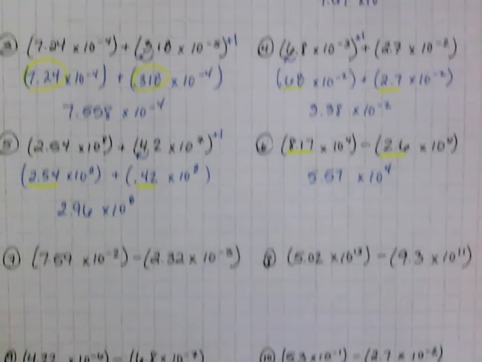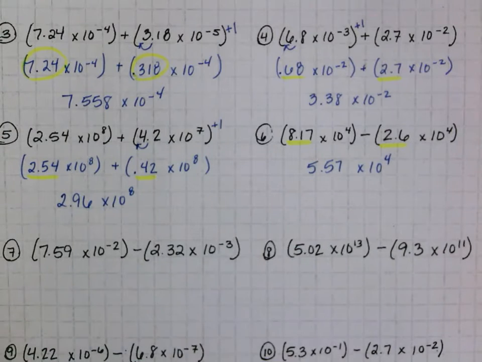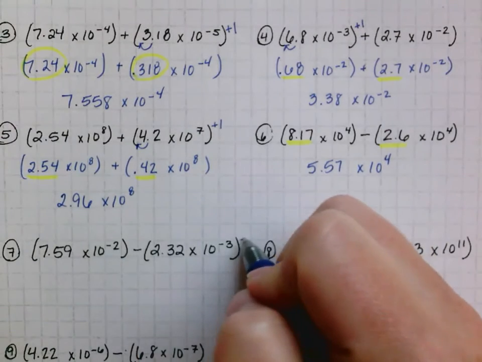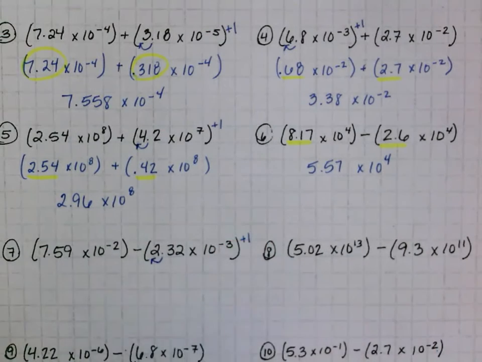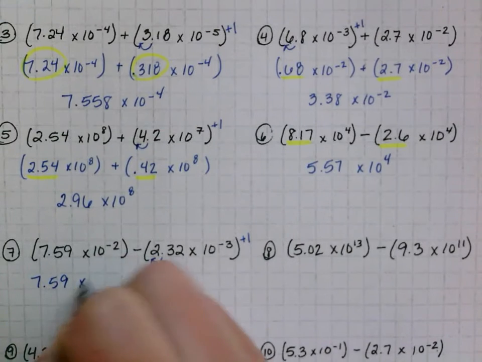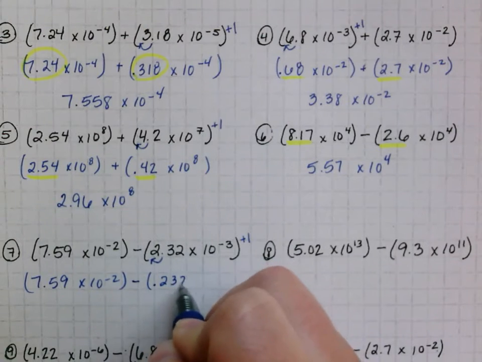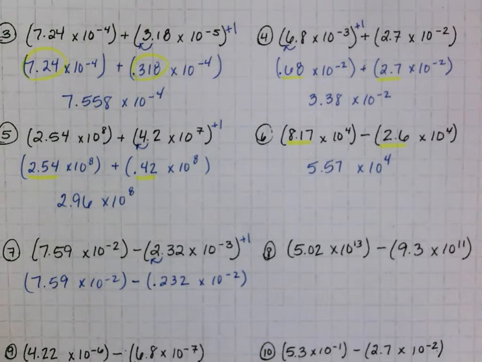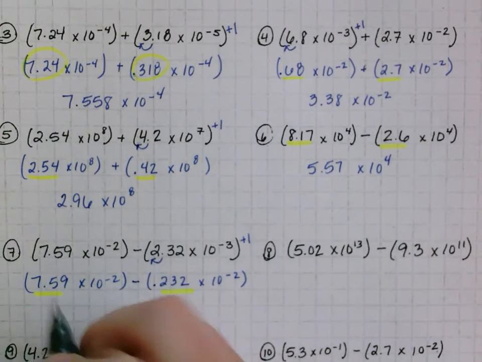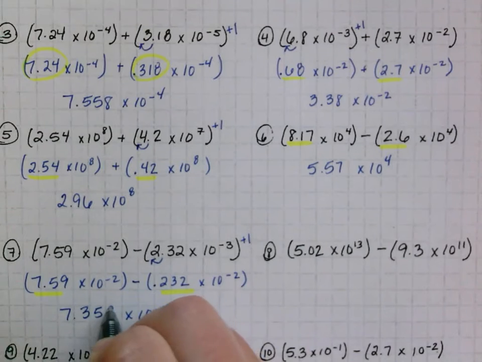In number 7, we've got a -2 and a -3 on our powers, and so -2 is the larger, so I want to match -3 to it. If I add 1 to the exponent, I have to move my decimal place over 1. So this one doesn't change, but the second one becomes 0.232 times 10 to the -2nd. And then we will subtract the front numbers, which will give me 7.358 times 10 to the negative second.